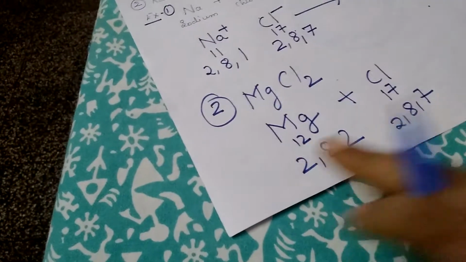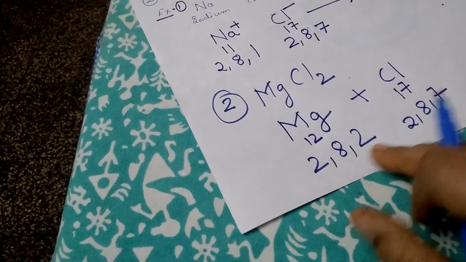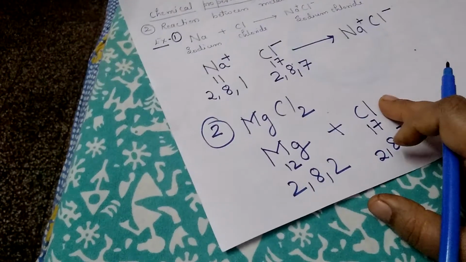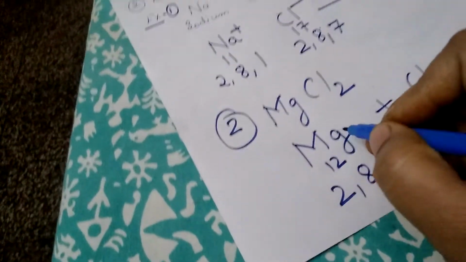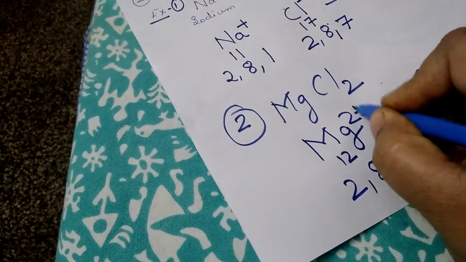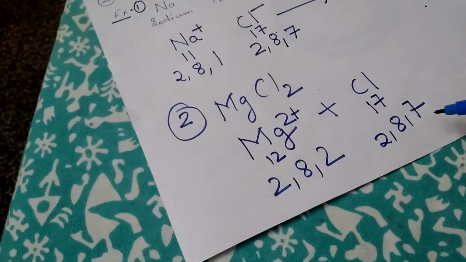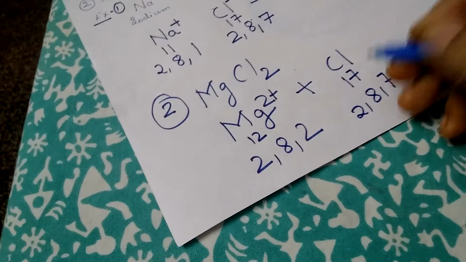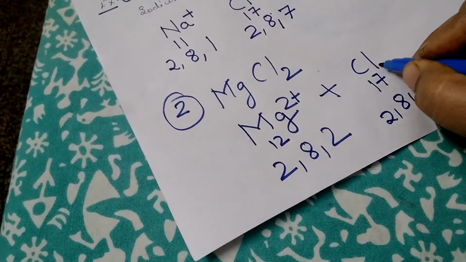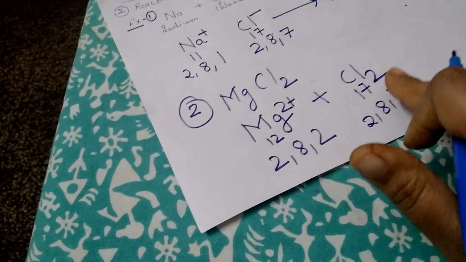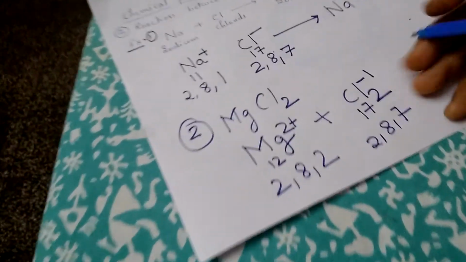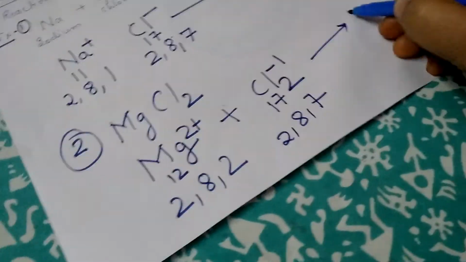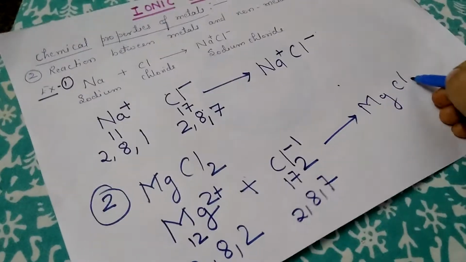How many electrons are there in the valence shell of magnesium? It's 2. But chlorine can accept only 1 because it has 7 electrons. Magnesium will give 2 electrons, so by giving electrons it gains a positive charge, but each chlorine can accept only 1 electron. Only 1 electron is required. That's why we will take 2 chlorine atoms. 1 Mg will react with 2 chlorine atoms, but each will accept only 1. That's why we will write minus 1 for each. In this way our compound MgCl2 is formed.